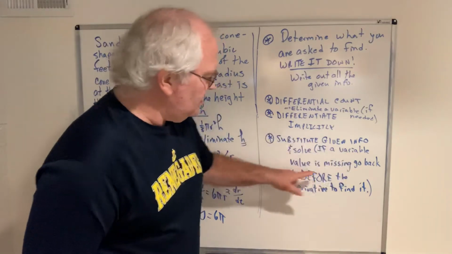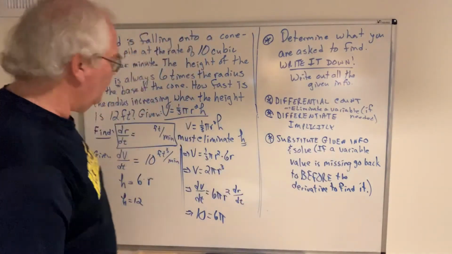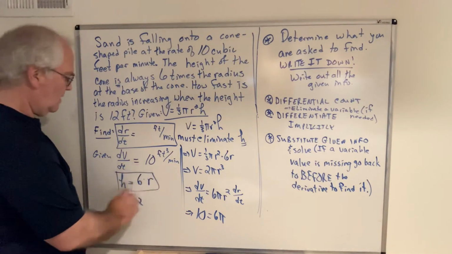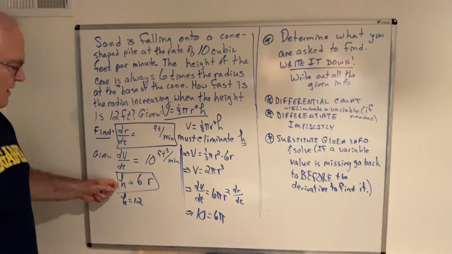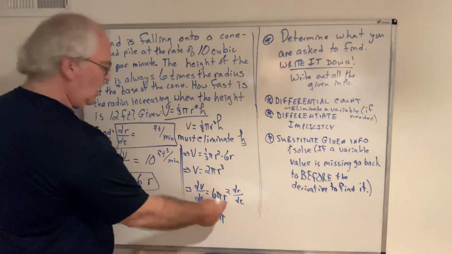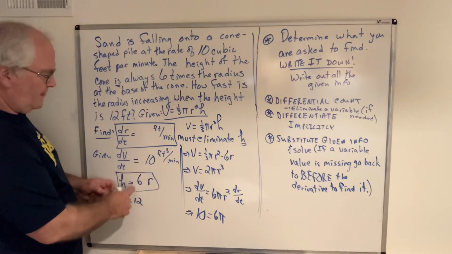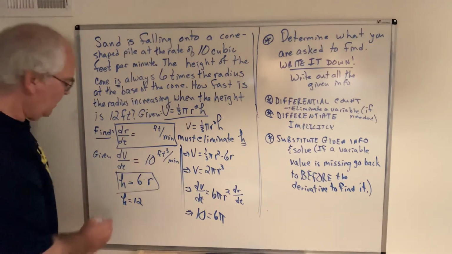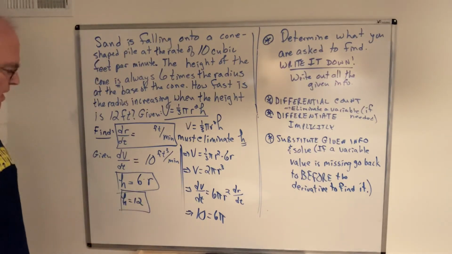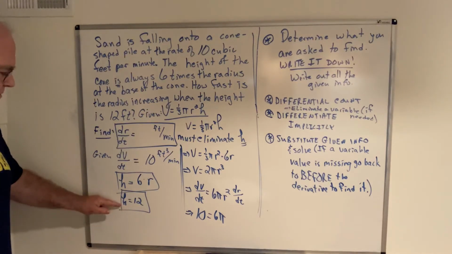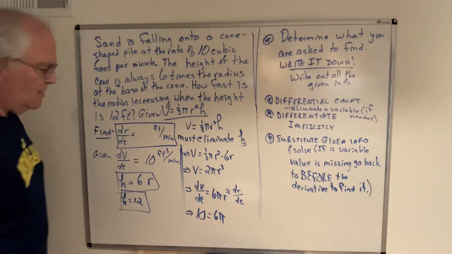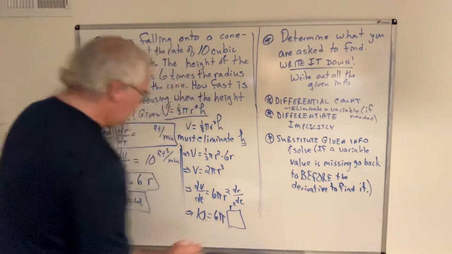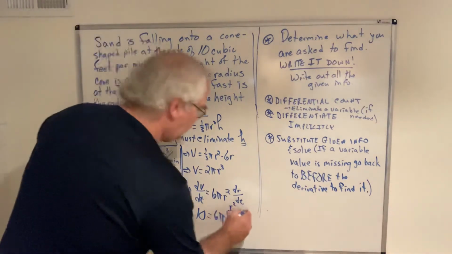If a variable is missing, go back to before the derivative. Go back to before the derivative and find it. We need a value for r, and we're given h is equal to 6 times r. And what else are we given? We're given height. Height is 12. So somewhere out of here, we need to be able to find what is r squared. We do know dr/dt. That's what we're looking for. dr/dt is what we're looking for.